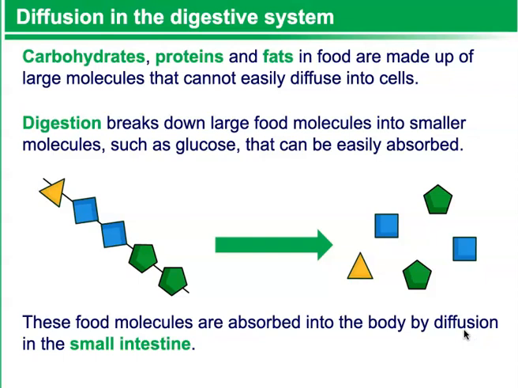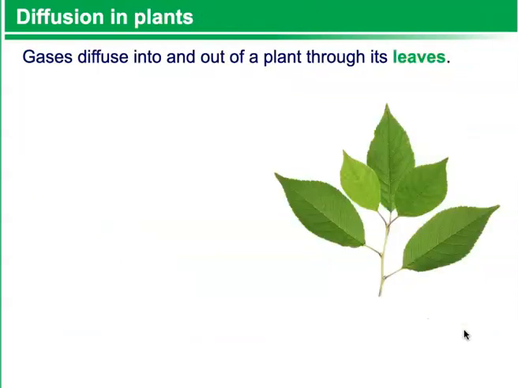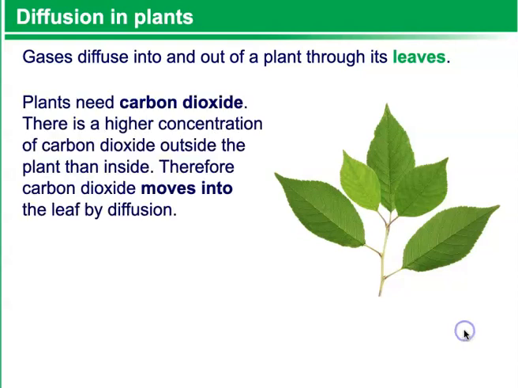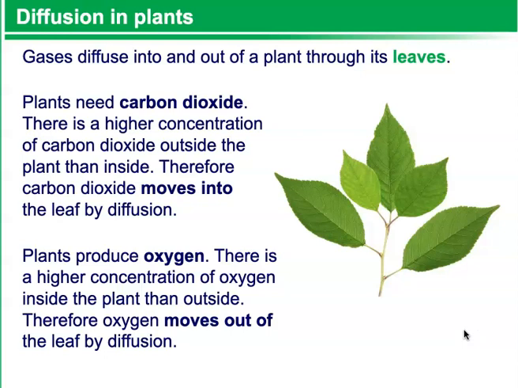These food molecules are absorbed into the body by diffusion in the small intestine. What about diffusion in plants? Gases diffuse into and out of a plant through its leaves. Plants need carbon dioxide, and there's a higher concentration of carbon dioxide outside of the plant than inside. Therefore, carbon dioxide moves into the leaf by diffusion.